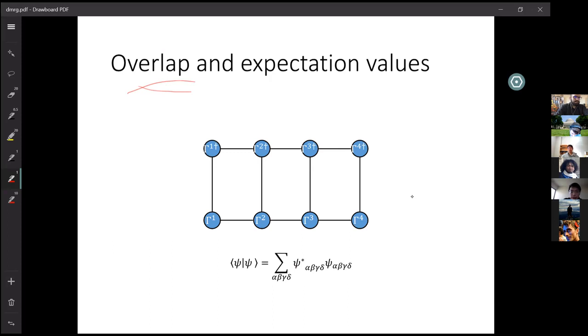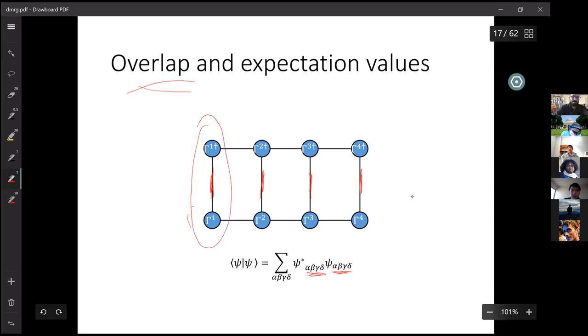So what we do is we take the bra state and the ket state, and we want to sum over the physical indices. In the tensor network language, we just connect the physical bonds between them, and we do the contraction of this tensor network. We do this in the following way.